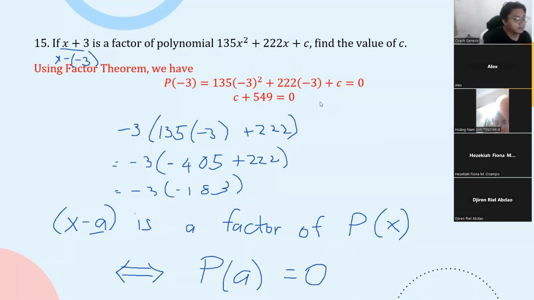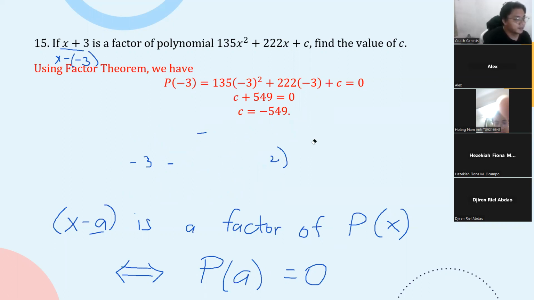Now, solving for c, you will have c is equal to -549. So that is the value of c for the polynomial. Also, if you try to divide, it really works. Anyways, let's proceed to number 16.